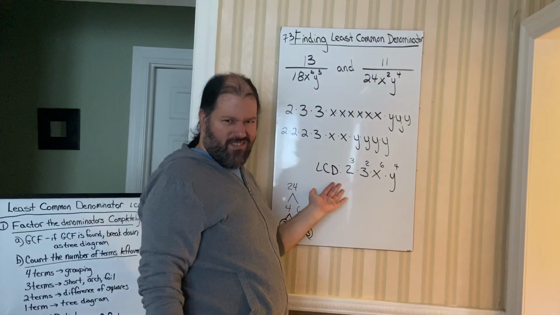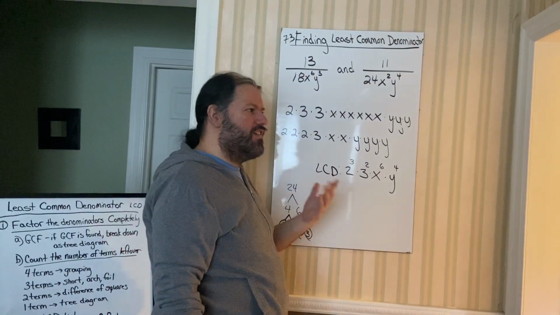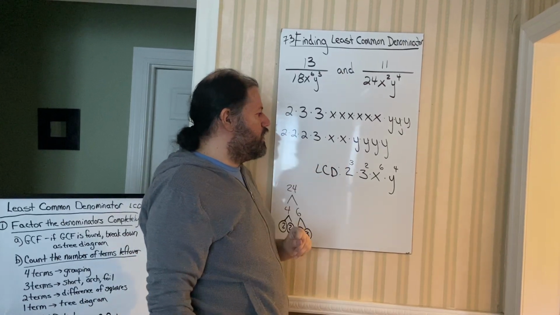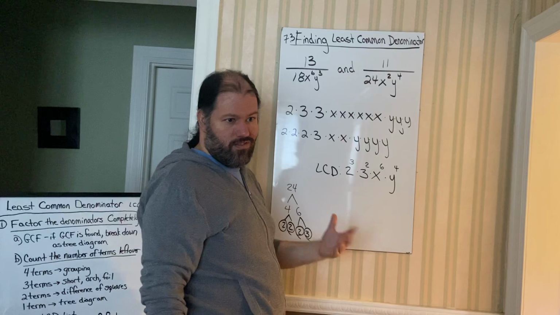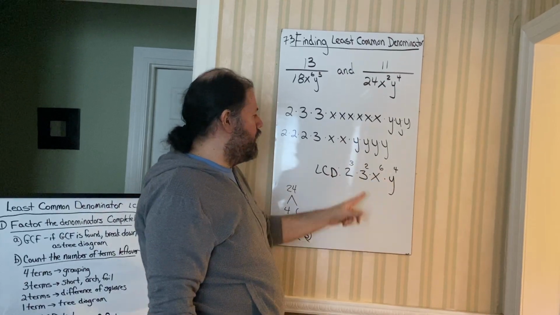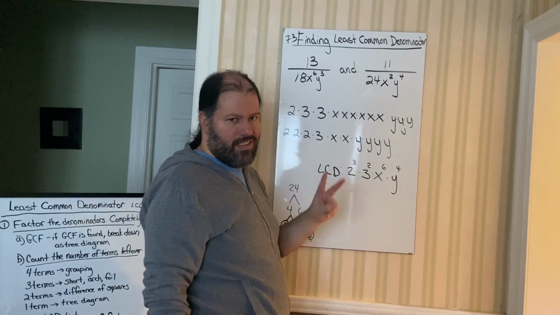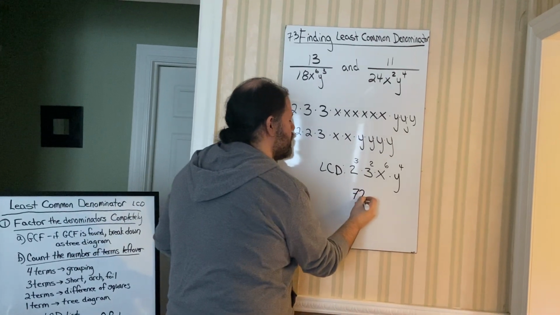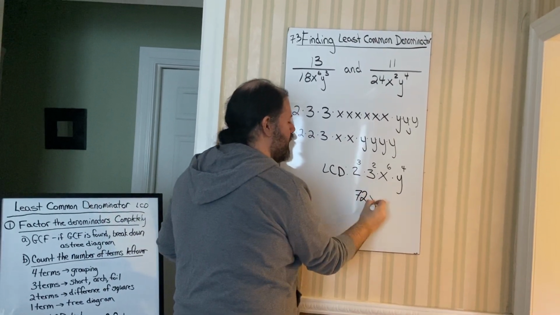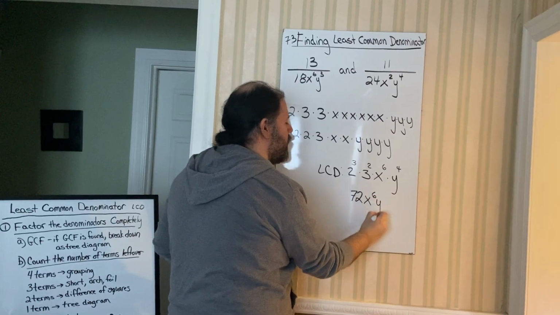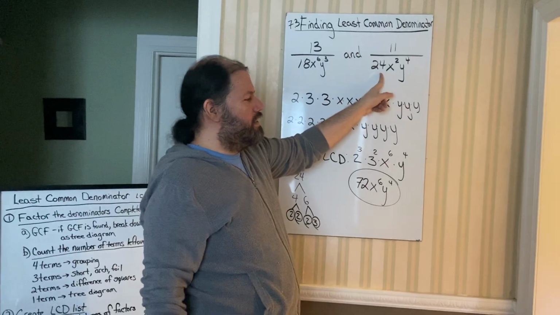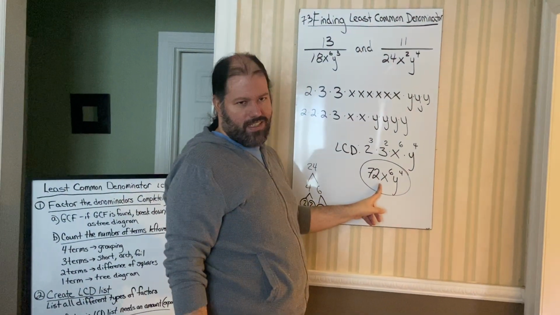So my LCD might look a little weird like this. What we tell you to do is multiply it out. You should know that 2 cubed is 8, 2 times 2 times 2. 3 squared is 9. So 8 times 9 is 72. And then x to the 6, y to the 4. This and this would make this the LCD.